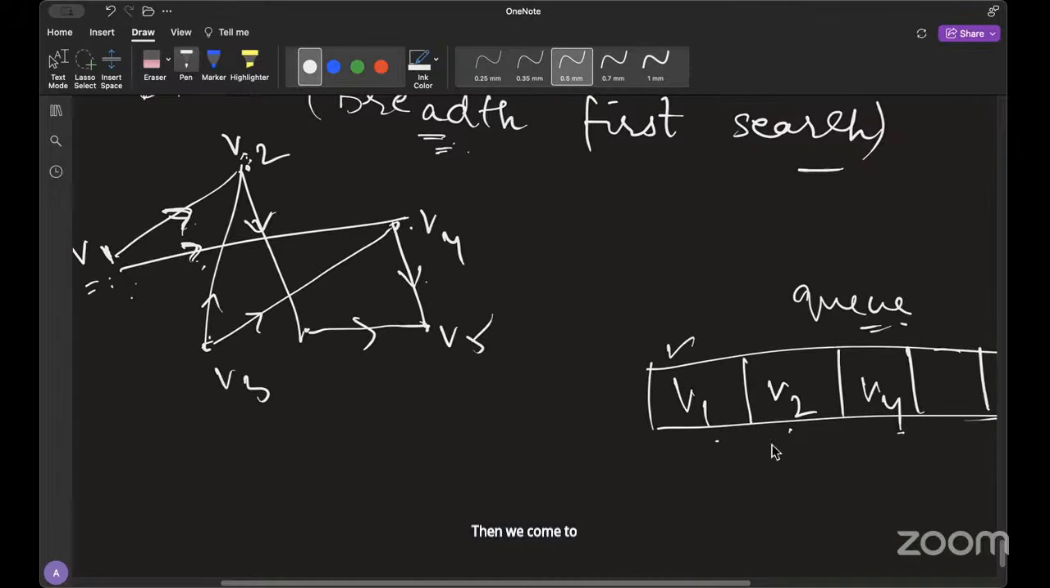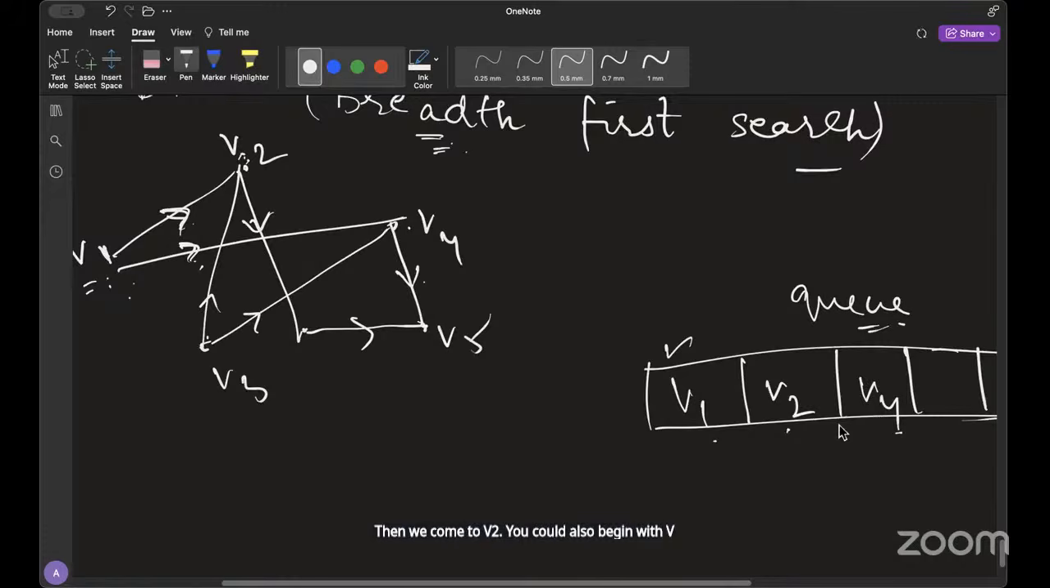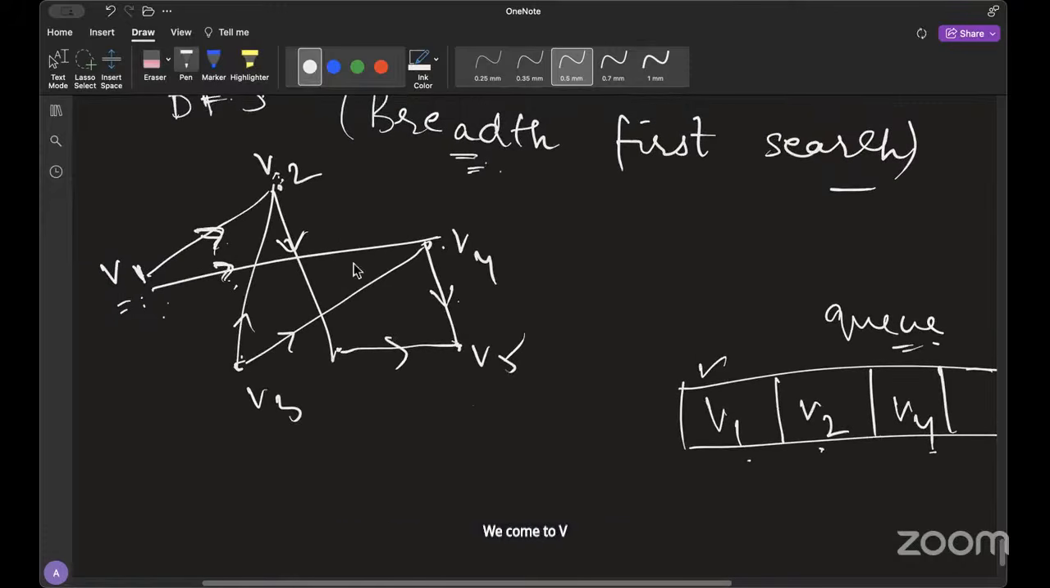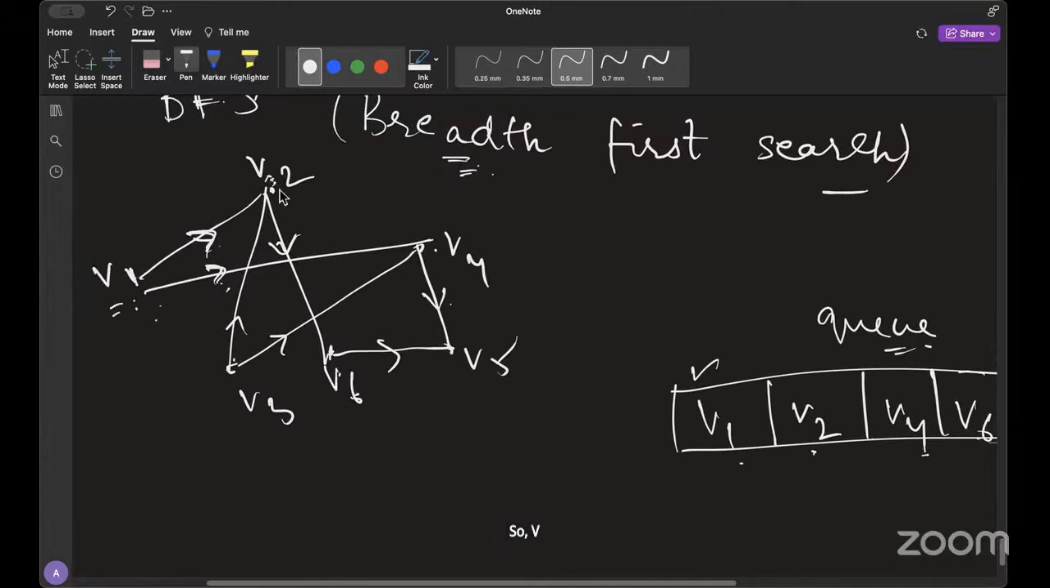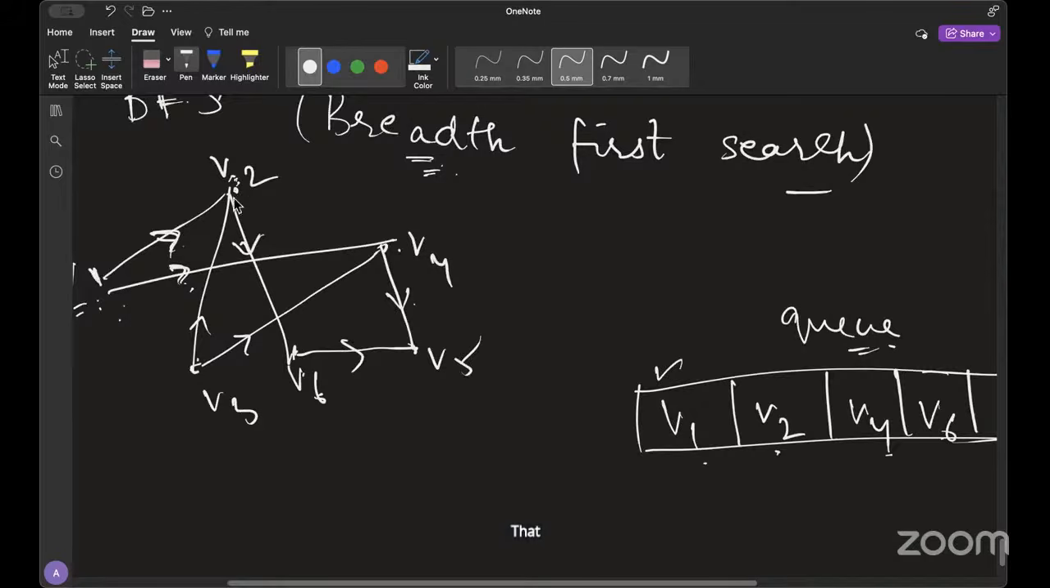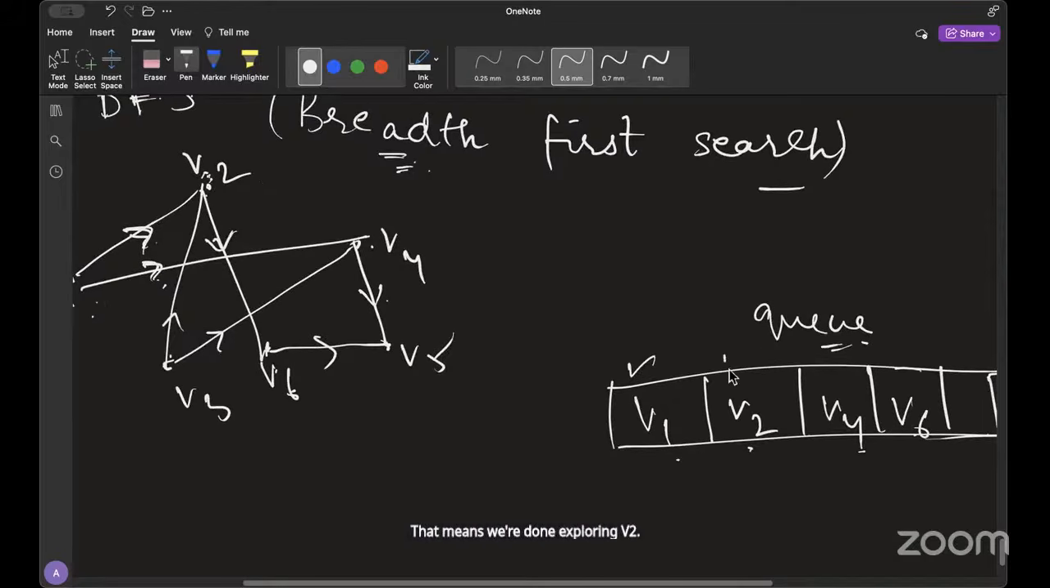Then we come to V2. You could also begin with V4, that's also fine. We come to V2 and we see which vertices are directly connected to it. V6. So V6 is directly connected to it. You can go from V2 to V6, and that's it, right? So only V6 is there. So V2's breadth has been explored, because there's only one vertex directly connected to it and we've mentioned it here. That means we're done exploring V2.